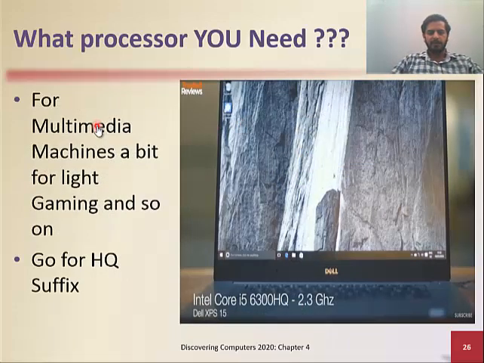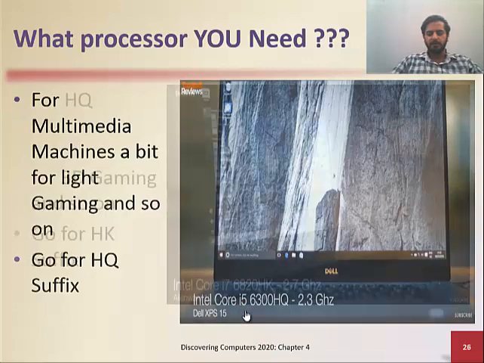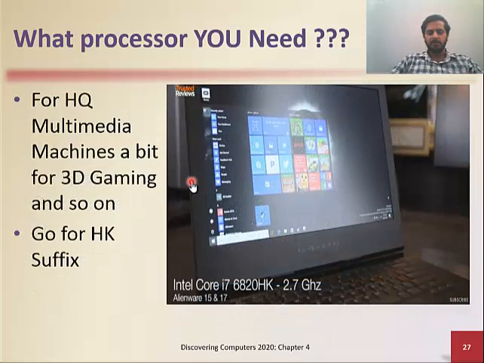And if you are a mid-end user, you want some multimedia operation, you want a little bit of gaming, you can go towards the i5. And if you want to do some type of simulation, you install 3D software in your system and you want to run this 3D software, you must go for a core i7 with the HK suffix. Look at this, that is a very high definition suffix. So you can go towards HQ when you need 3D gaming type of operation.